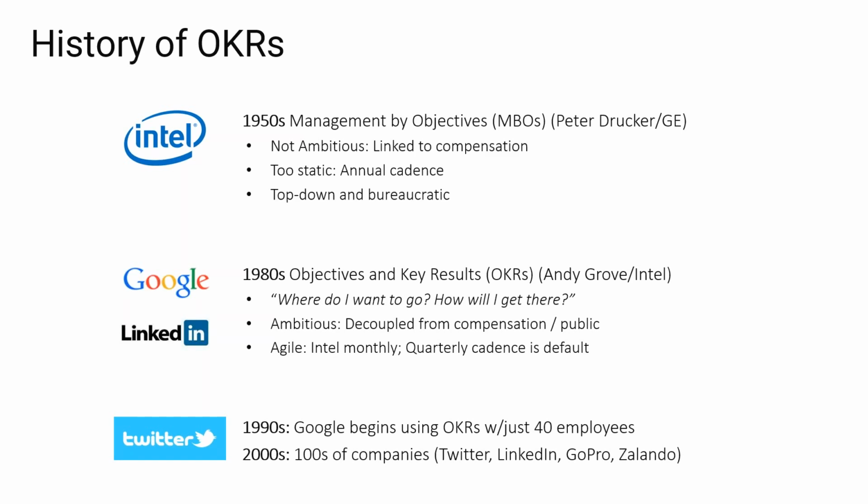And he made some drastic improvements, some major improvements. He decoupled it from compensation right away so that people couldn't set deliberately low targets to achieve a financial reward. He also made the OKRs public so that there was transparency and everybody could see what everybody else was working on. And that became an enormous benefit. Originally, OKRs were done monthly at Intel, and I know that's a question we're going to talk about later, so we'll come back to that.